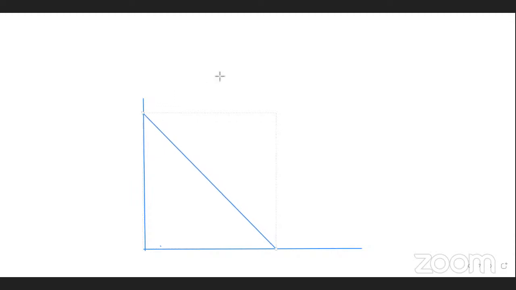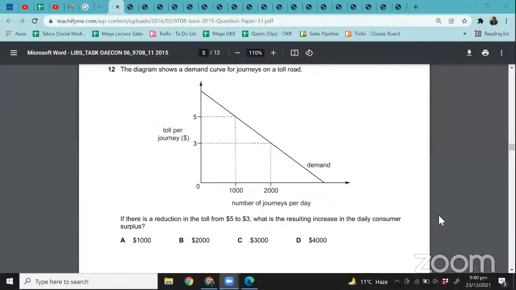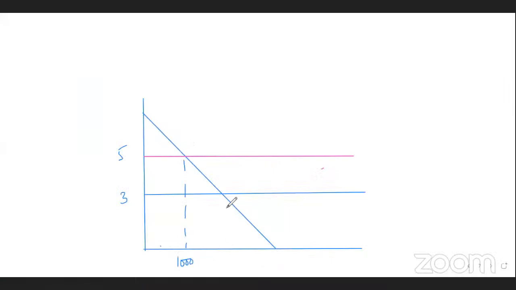So originally, let's say this was your original price, and then your price dropped. So the new price level is somewhere here. This is 5. This is 3. This was 1,000, this was 1,000, and this is 2,000.